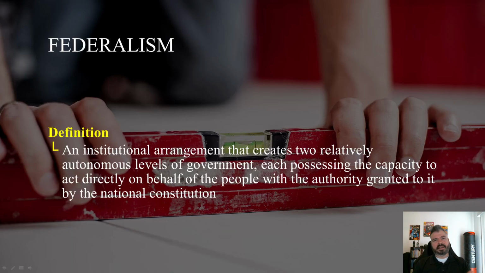So, let's move on now to federalism, right? This idea. So, what is federalism? Federalism, by definition, is an institutional arrangement that creates two relatively autonomous levels of government, each possessing the capacity to act directly on the behalf of the people with the authority granted to it by the national Constitution. So what we see here are two levels of government. Okay, we have the national level and we have the state level. And that each possess the autonomy to pass and create laws, to act on its own behalf. With one careful note here, that as long as it doesn't violate the national Constitution, the U.S. Constitution.